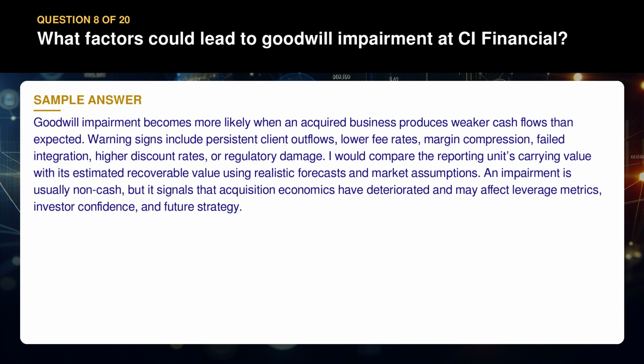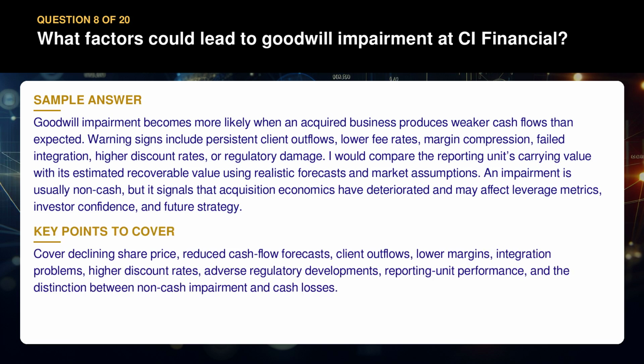An impairment is usually non-cash, but it signals that acquisition economics have deteriorated and may affect leverage metrics, investor confidence, and future strategy. Cover declining share price, reduced cash flow forecasts, client outflows, lower margins, integration problems, higher discount rates, adverse regulatory developments, reporting unit performance, and the distinction between non-cash impairment and cash losses.